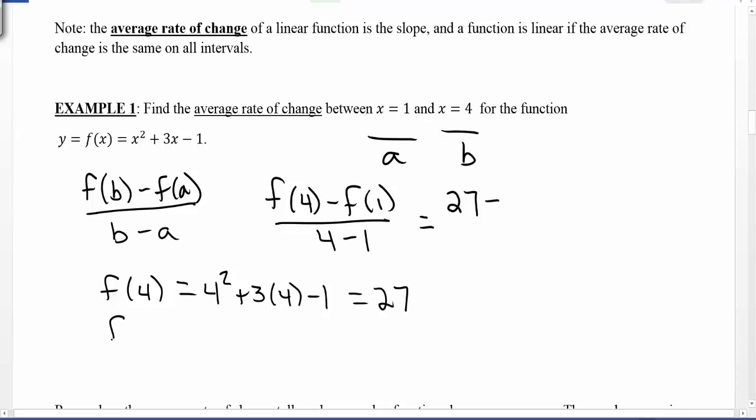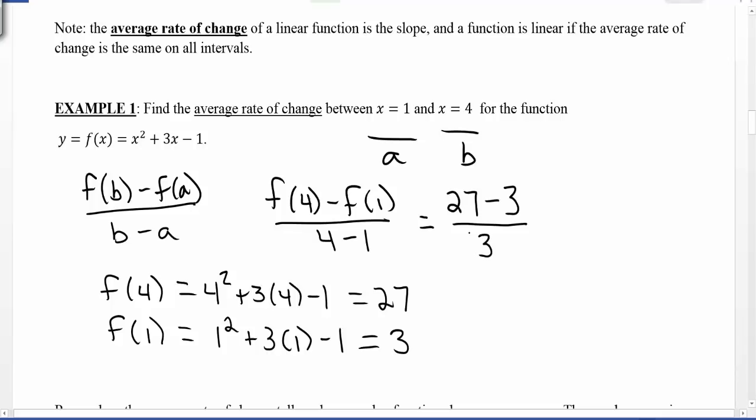I also need to calculate f of 1. So again, I take 1 and I plug it back into my original function here. And then I crunch all the numbers. And so here, f of 1 is going to give me 3. So I go back and I plug that in for the y value, divided by. Now on the bottom, I have a 4 minus 1, which is 3. So I have 27 minus 3 divided by 3. And when I crunch that number, I get 8.